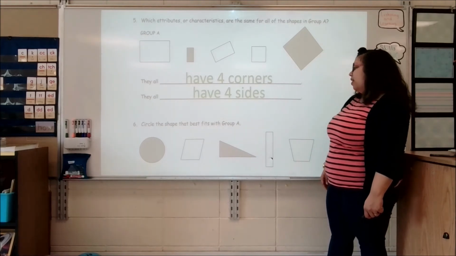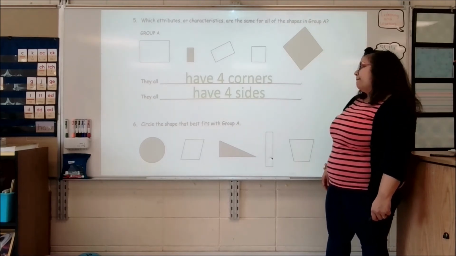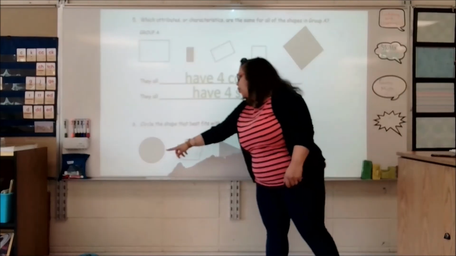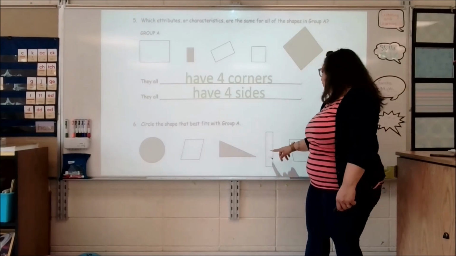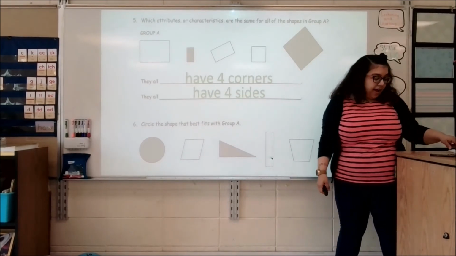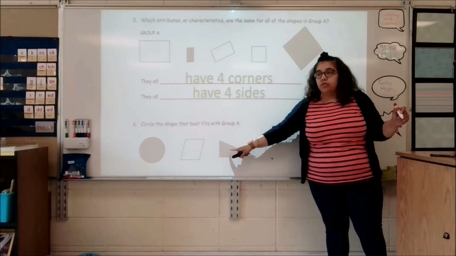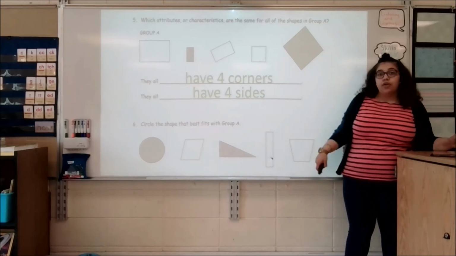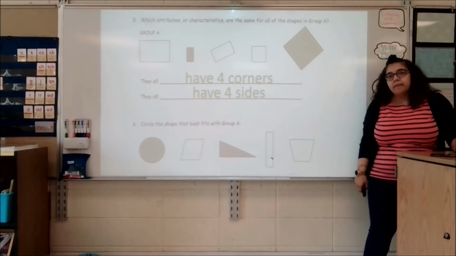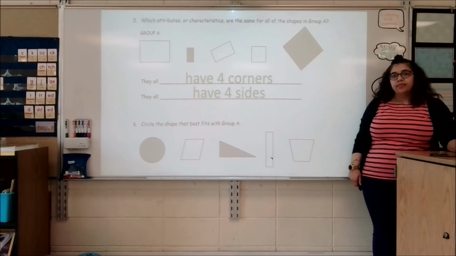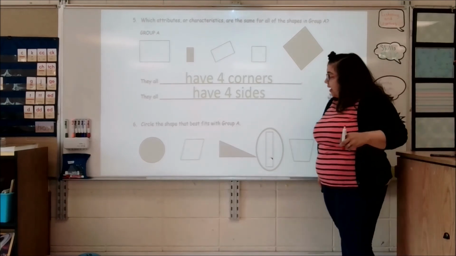Good. Now tell me, which shape best fits the group: 1, 2, 3, 4, or 5? Which of these 5 shapes best fits in this group? Number 1, number 2, number 3, number 4, or number 5? Number 4 best fits. Now, I like that.